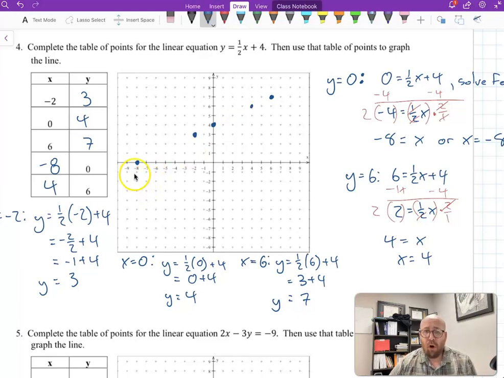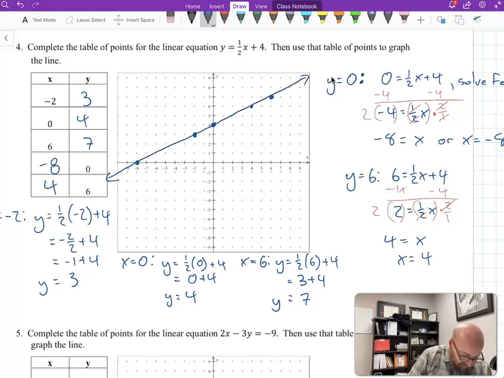Now, are all these points in a straight line? Take your ruler or your straight edge out and see, are they all in a straight line? They are. I'm going to give it my best go here to draw a straight line through those points. There is the line that represents every single solution to this equation.